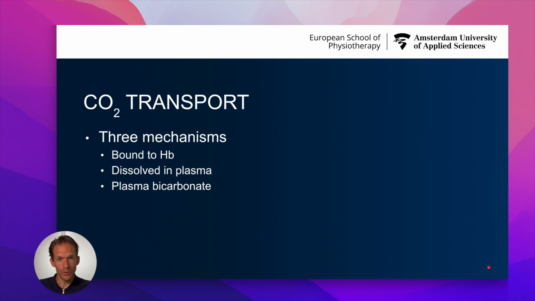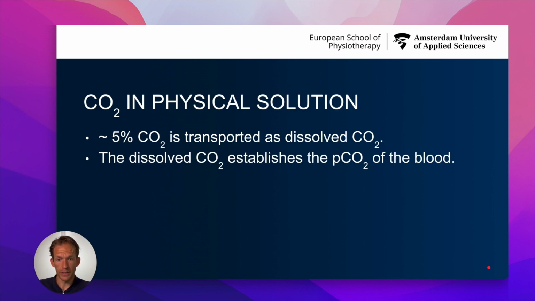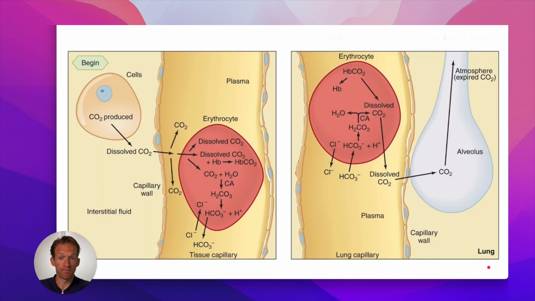For CO2, we have different transport mechanisms. We actually have 3. The first one is that CO2 can be bound to hemoglobin in a different way than oxygen can. It can be dissolved into the plasma, and it can be part of what we call the bicarbonate buffer, and that's something that we will see in one of the next slides. The free amount is roughly 5%, and that again determines the partial pressure of CO2 inside the blood. So again, the percentage is low, but the significance is high.